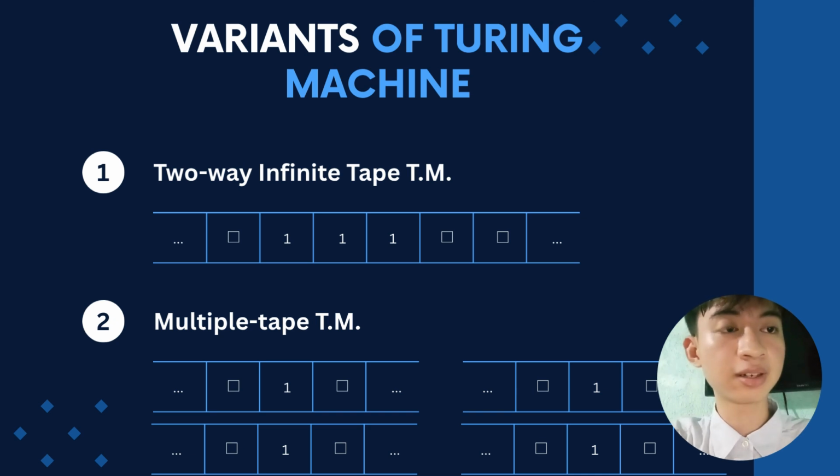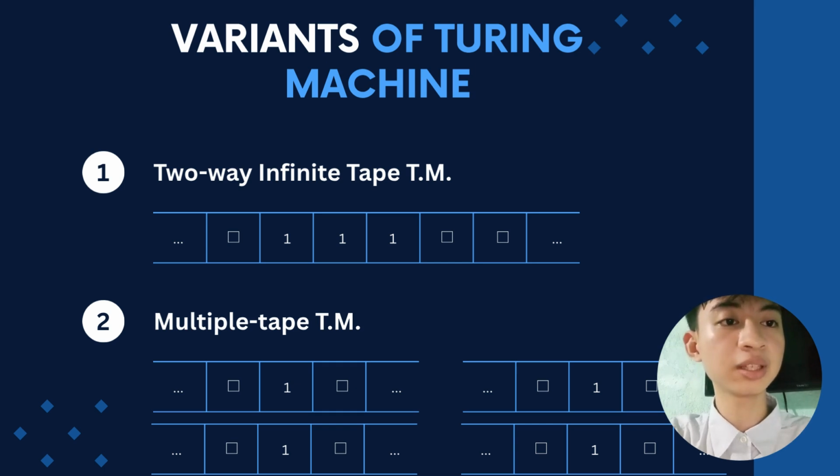So here are the variants of Turing machine. So first is the two-way infinite tape Turing machine. The tape in this Turing machine extends infinitely to both directions, which is left and right. And this enables unlimited spaces in both directions, which helps in avoiding boundary issues.